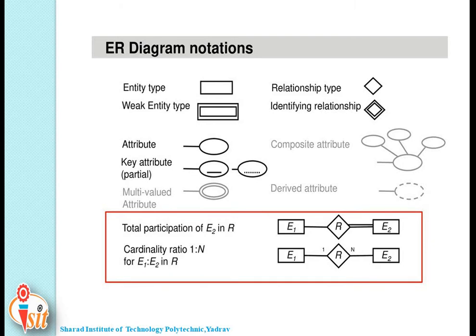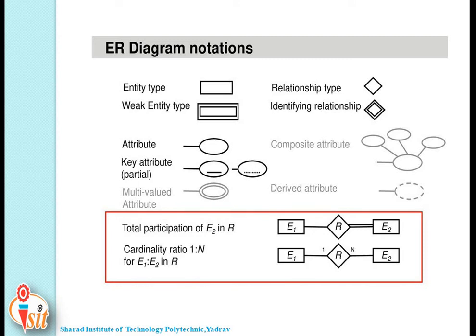Next one is derived attribute. An attribute that can be derived from other attribute is known as derived attribute. It can be represented by a dashed ellipse. For example, a person's age changes over time and can be derived from another attribute like date of birth. From date of birth, you can calculate the age of the person. That's why it is derived from another attribute.